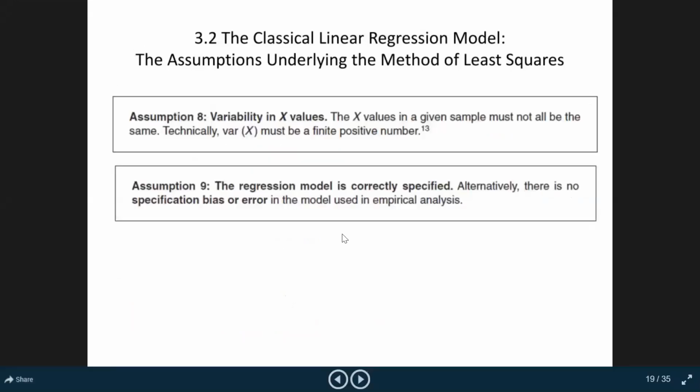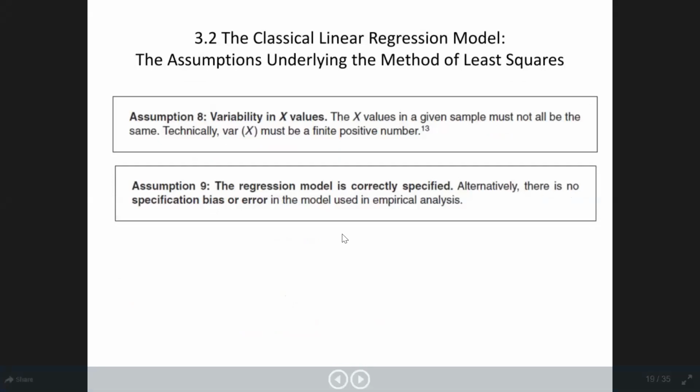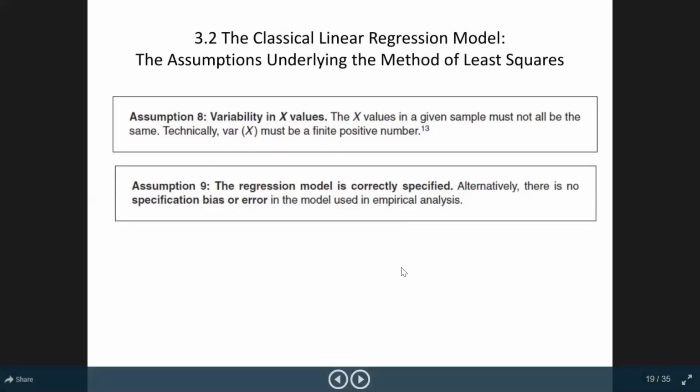Assumption number 8, variability in x. There will be variation in the x values. As we study the hypothetical example of 60 families, we see that the incomes of different families were from 80 and 100 and so on.